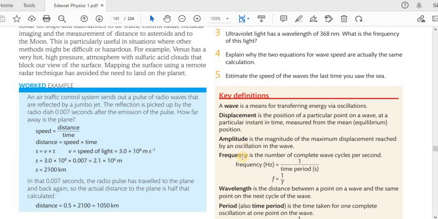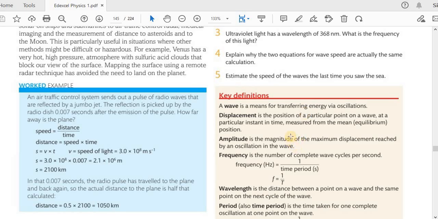Then we have amplitude, frequency. You would have seen this equation in the O-level class also. Frequency equals 1 over the period, f equals 1 over T. And in this case we can say frequency is the number of complete wave cycles per second.